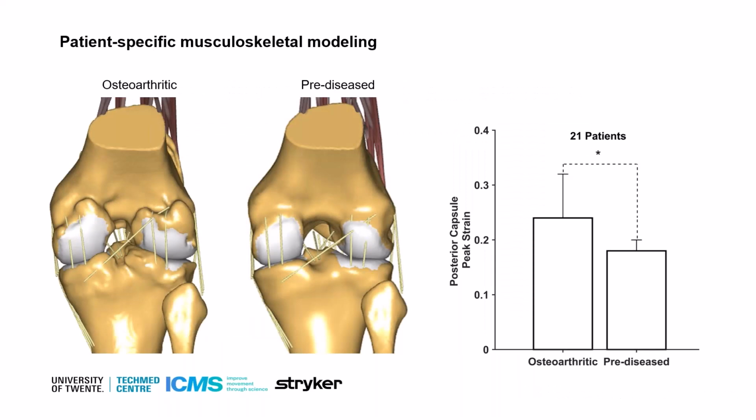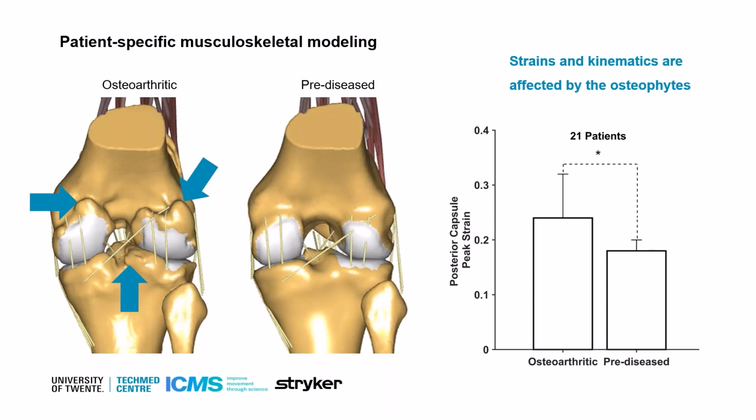And by leveraging these renderings to morph the geometry of a musculoskeletal knee model, we performed a simulation analysis, and we looked at the strains of the ligaments and the kinematics, comparing osteoarthritic knees with their corresponding pre-diseased counterparts in a cohort of 21 patients. And in fact, we found that the presence of osteophytes, for instance, posteriorly to the femur, as we see in this particular example, may have a relevant effect on the strains of the ligaments and the kinematics, of course, depending on their location and interference with their surrounding soft tissues. And therefore, it is important to regenerate the pre-diseased state if we indeed target restoration of the pre-diseased biomechanical conditions.